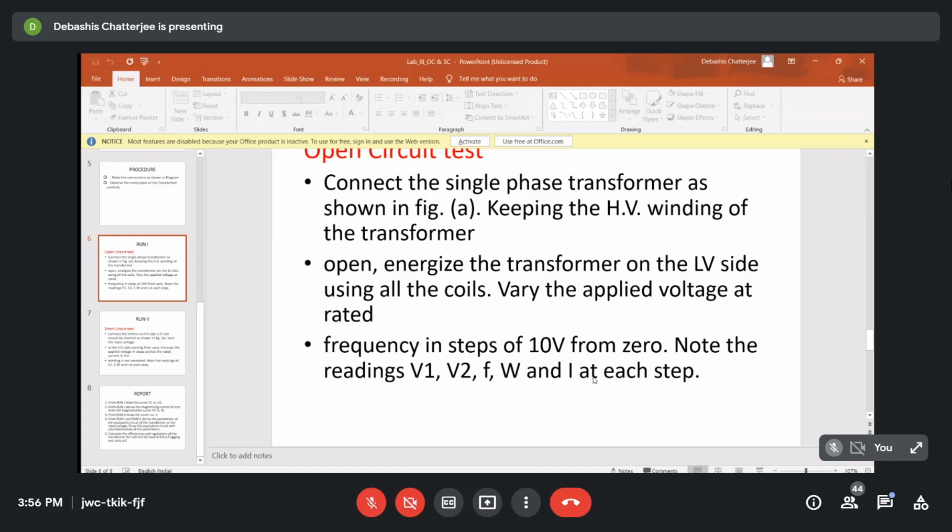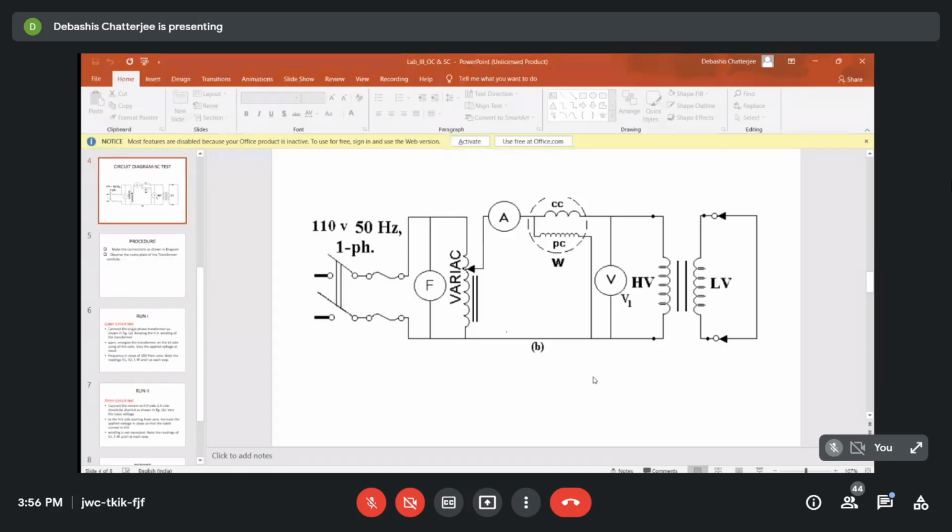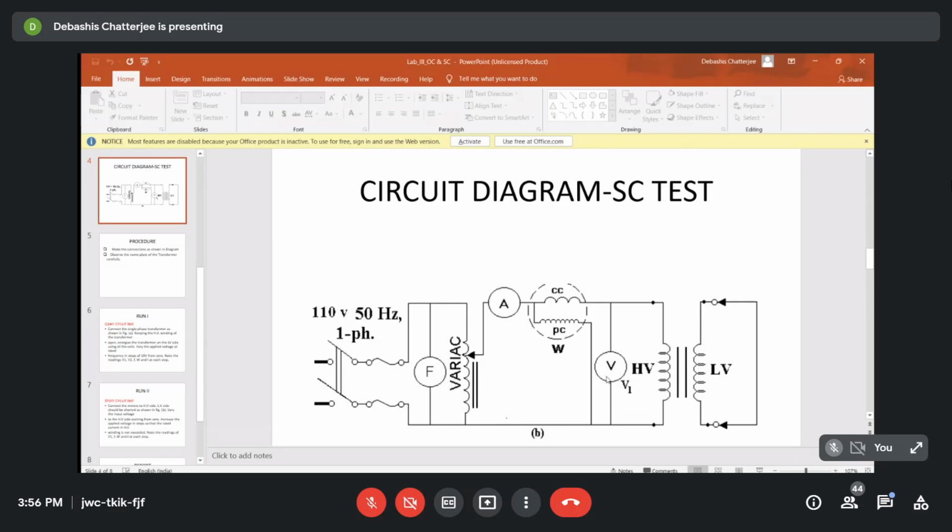Right. In case of the short circuit test, this is the diagram for the short circuit test. Now you see the secondary side or the low voltage side is short circuited. It's just the opposite. And the metering side is the high voltage side. The metering side is the high voltage side. So this also has some reasons.